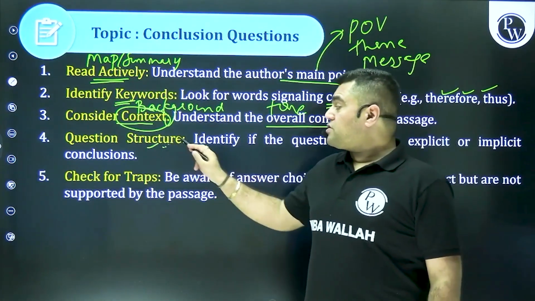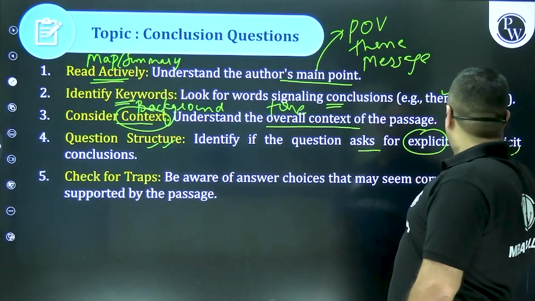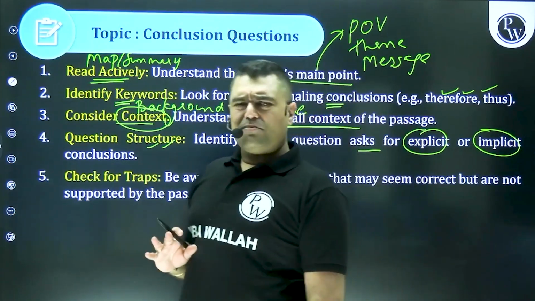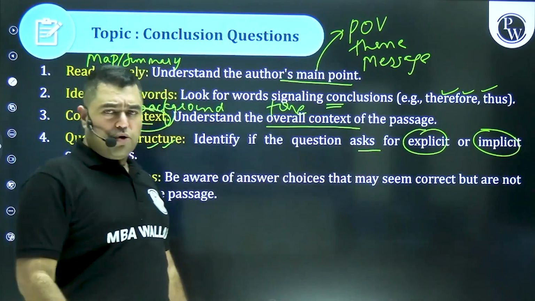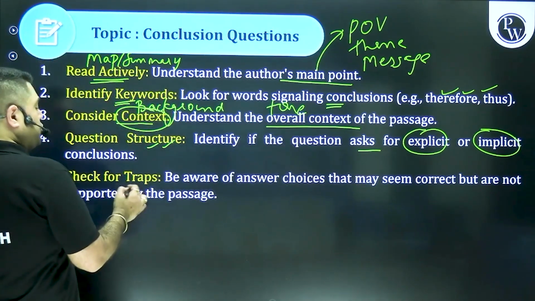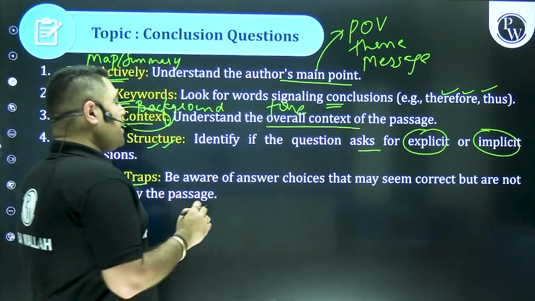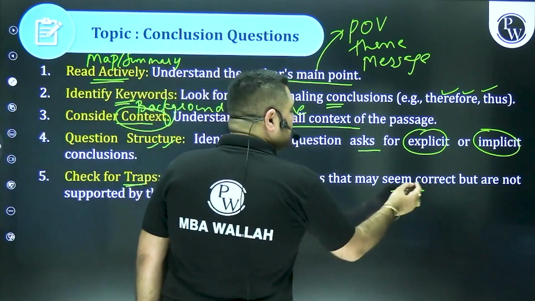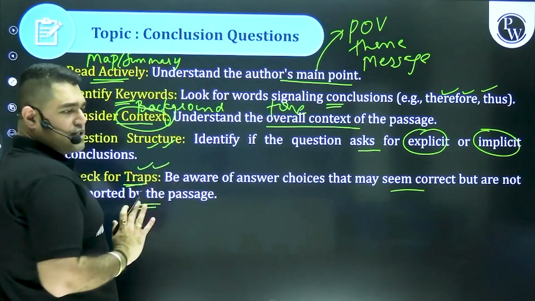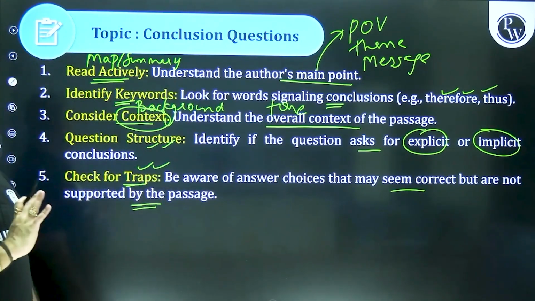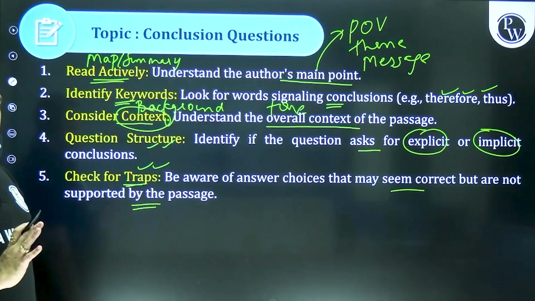Now, question structure. Identify if the question asks for explicit or implicit. This is easy, much easier, don't worry, okay? They are not going to ask you to classify or distinguish between them, don't worry. And finally, traps. Be very careful of option traps, okay? Answer choices that may seem correct but are not supported. All of these traps we will discuss. We will do this at leisure today, 100%, don't worry about that. We are going to look at them slowly, okay?